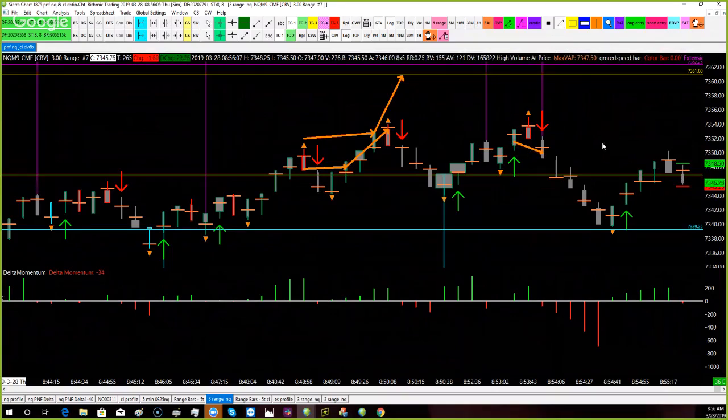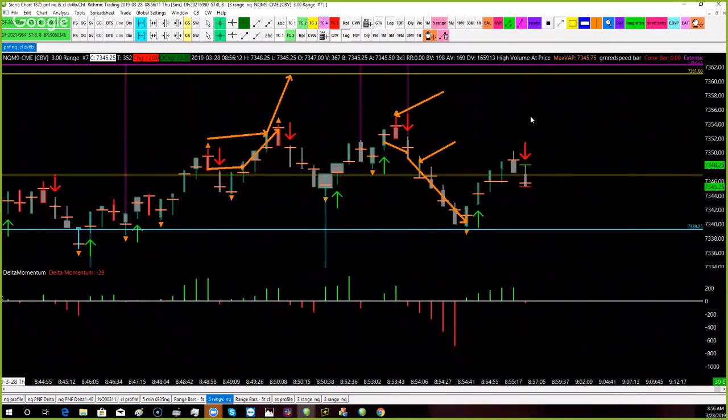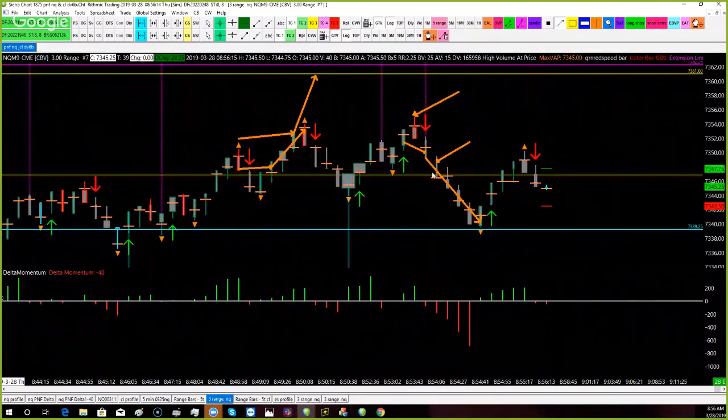So my entry's either here or here. Get pushed away, my stop goes there, and as you can see, usually what happens is an immediate push down. Now, if I shorted here or here, 73.47 to 73.38, almost 10 points. And notice, because of the speed of the market, I've got very little time to make that decision. I've got to know that I'm going to take it.